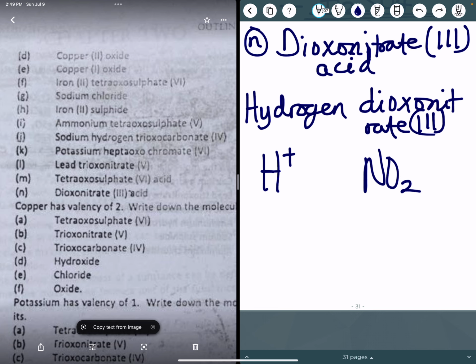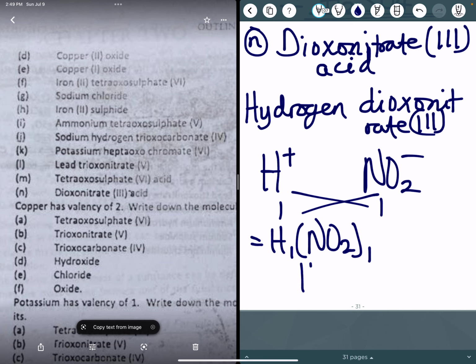The negative side is dioxonitrate 3 anion, NO2-. Excuse me. So from their charges, I'll write their valencies 1, 1. To form compounds with the two ions, I'll exchange their valencies. That will give me H1, NO2 1. Because we don't write our ones, I'll throw the ones away. I only need to write H, and NO2, so I don't need the ones. I also don't need to write the brackets anymore, so HNO2 is the formula of dioxonitrate 3 acid.